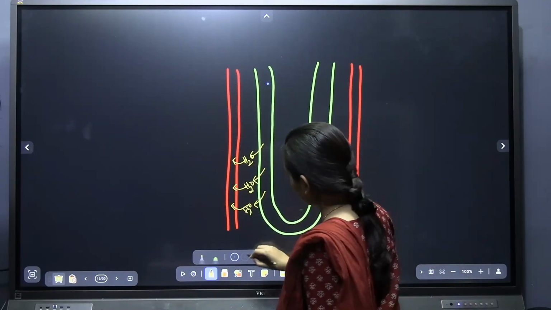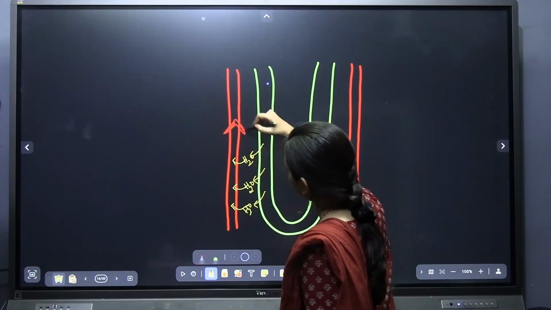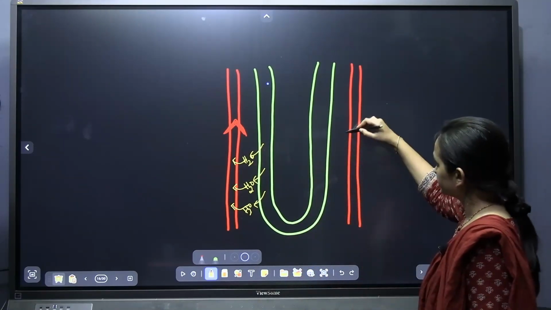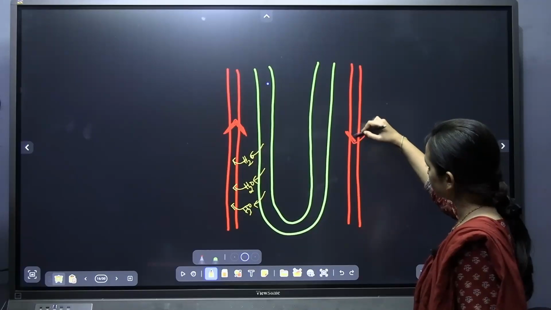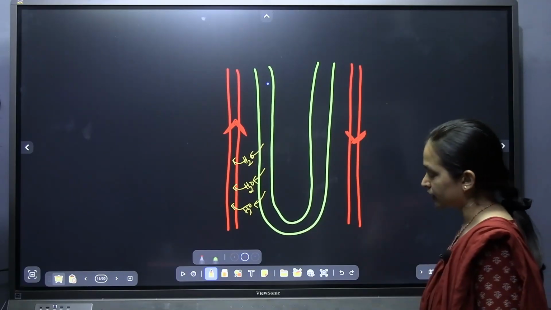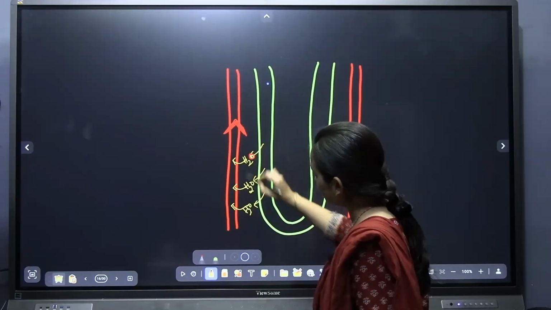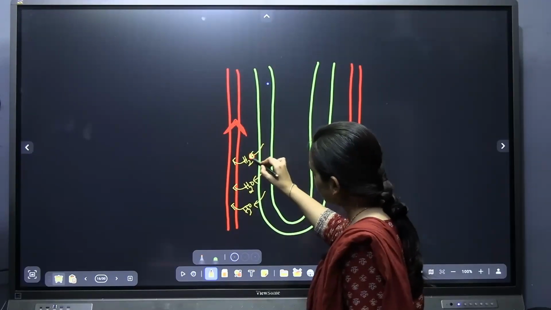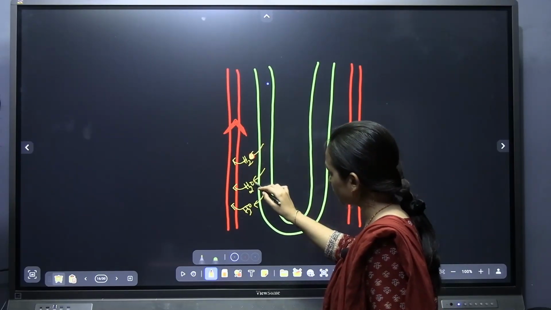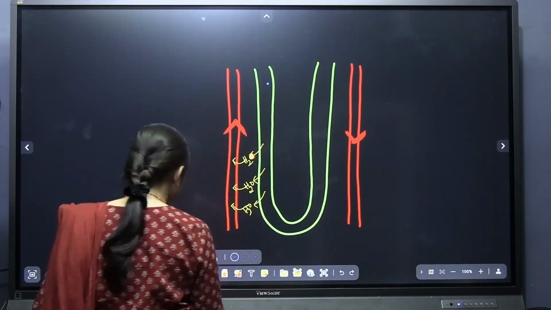The direction of the vasa recta here is this direction. Here it is going down. When this is happening, for example, here the water went out, the concentration increased. Here also water went out, concentration increased. The water went out, concentration increased.